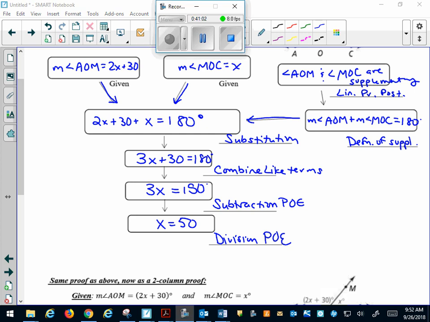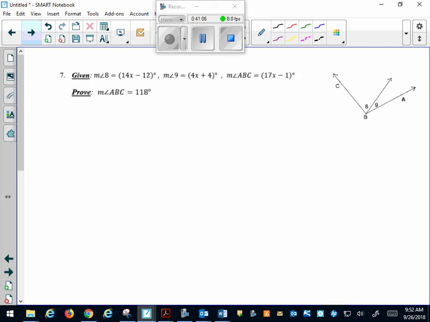I'm going to skip over the 2-column proof of that same exact thing because I think you could probably figure that out on your own. And I'm going to go to number 7, where now we're just writing a proof. There are no boxes to fill in. You've got to draw the boxes yourself. Okay? So let's follow our steps. First thing we want to do is label the diagram. Right? So label the diagram first.